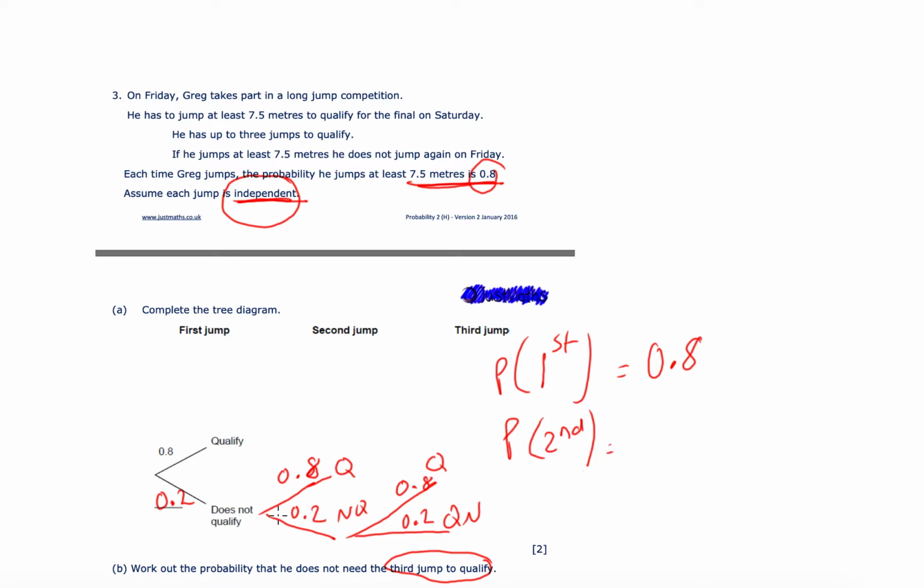is not 0.8. Because we need to remember, when we go along a tree diagram, tree diagrams talk about successive events that happen one after the other. So in order to get here, you need to start from here, work your way along here and then go up here. So we can't just say this is now 0.8, despite the fact that qualifying is 0.8. This is the probability that he qualifies on the second jump. So he doesn't qualify on the first one, and then he qualifies on the second one. We know we need to times when we go along, so this is going to be 0.2 times 0.8.